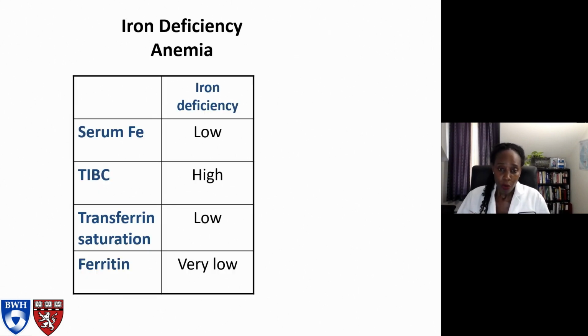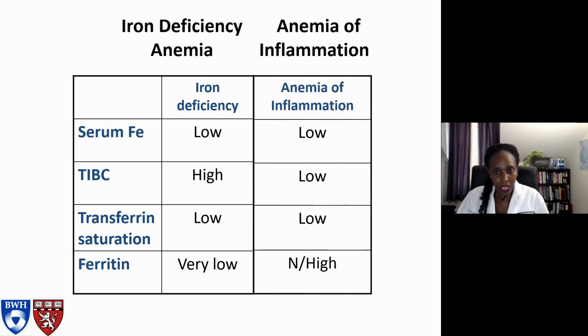Now, back to the lab or in the clinic, the indices that we use to make a diagnosis of iron deficiency are serum iron, TIBC, the transferrin saturation, which is calculated from the two above, and the ferritin. And in iron deficiency, serum iron is low, TIBC high, and the ferritin is very low. In anemia of inflammation, the serum iron is also low, but the TIBC is low and the ferritin is either normal or high. So basically, when we're trying to differentiate one from the other, we're looking at the TIBC and the ferritin in a particular case.